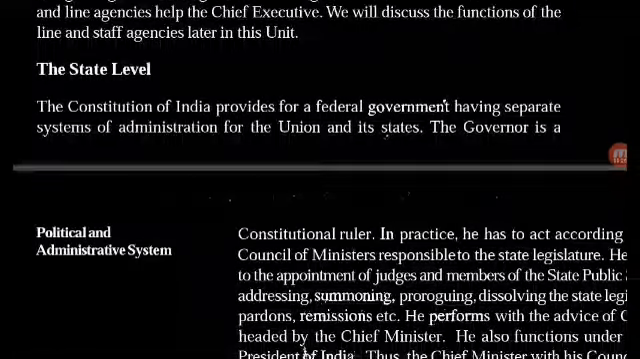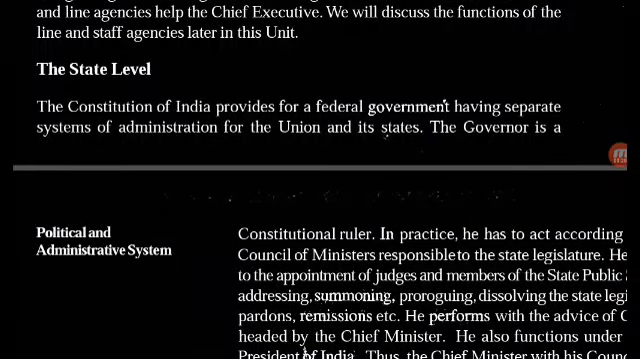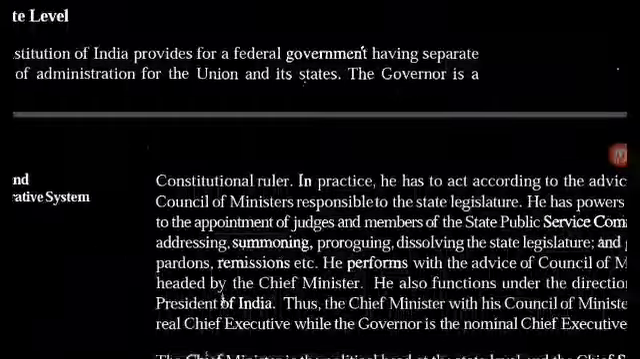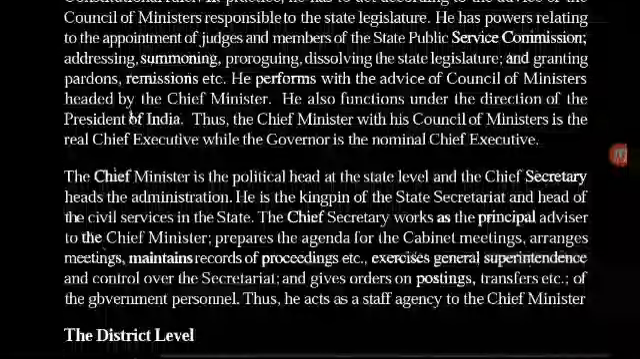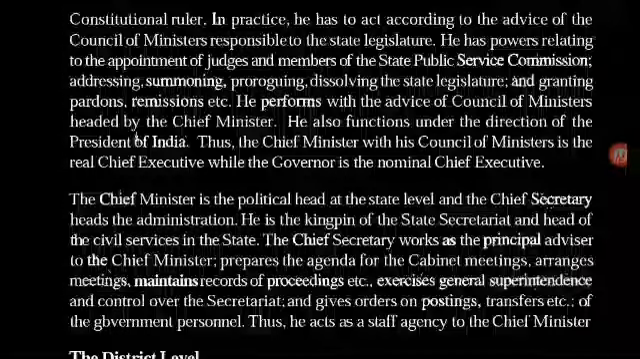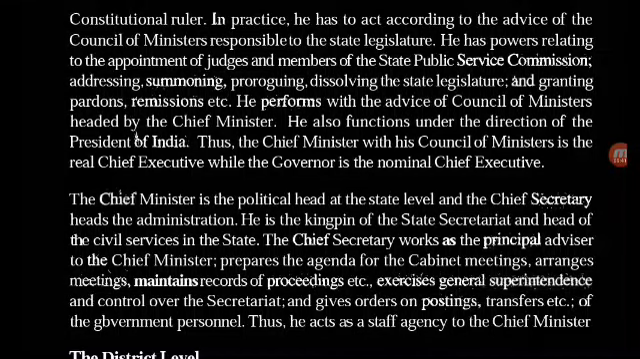The state level. The Constitution of India provides for a federal government having separate systems of administration for the union and states. The governor is a constitutional ruler. In practice, he has to act according to the advice of Council of Ministers responsible to the state legislature. He has powers relating to the appointment of judges and members of State Public Service Commission, addressing, summoning, proroguing, dissolving the state legislature, and granting pardons, remissions, etc. He performs with the advice of Council of Ministers headed by the Chief Minister.